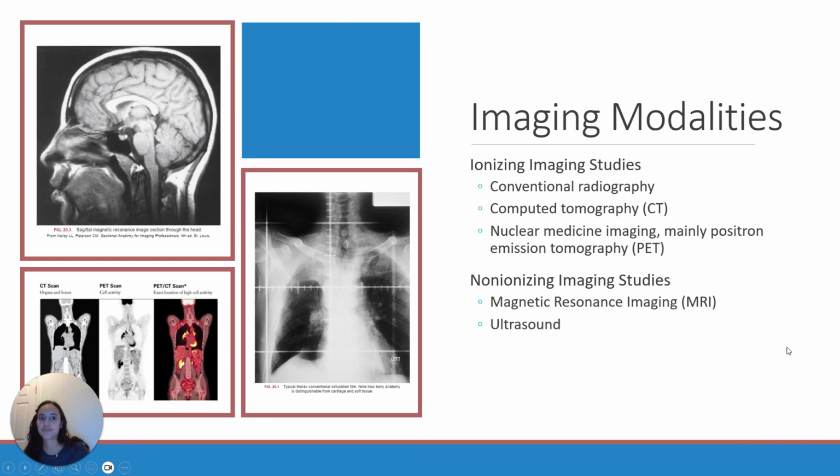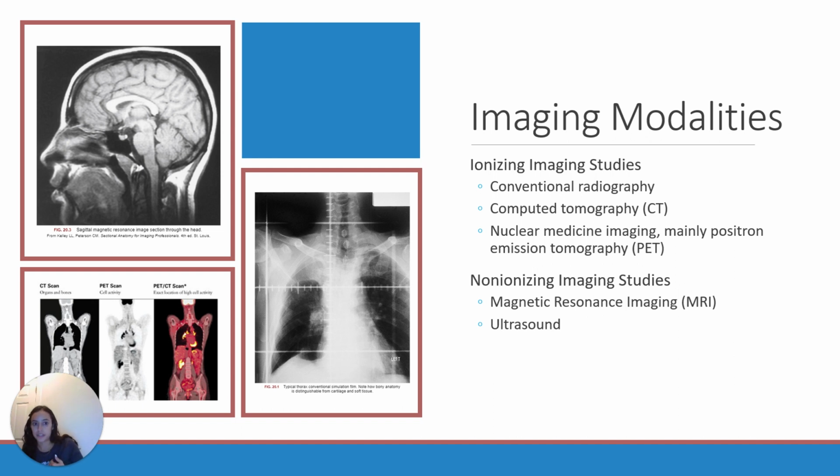All right, let's start. So, imaging modalities. There are two main types of imaging modalities, ionizing and non-ionizing. So, the ionizing imaging studies include conventional radiography, computed tomography, nuclear medicine imaging. What this means is that it uses radiation. Non-ionizing imaging studies do not use radiation to acquire these images. Let's go over each one.